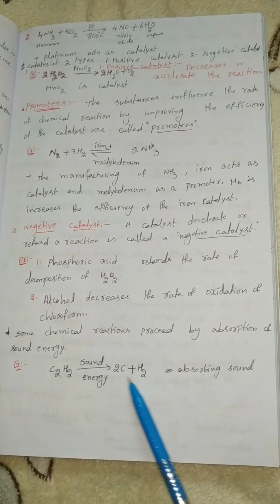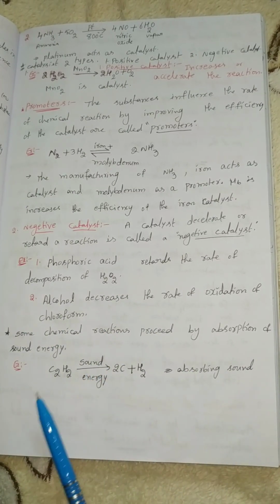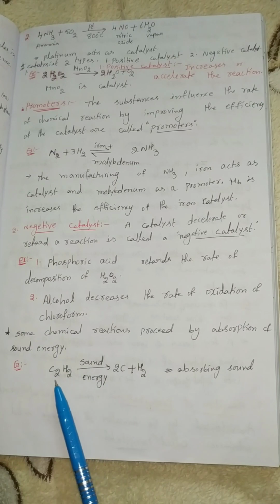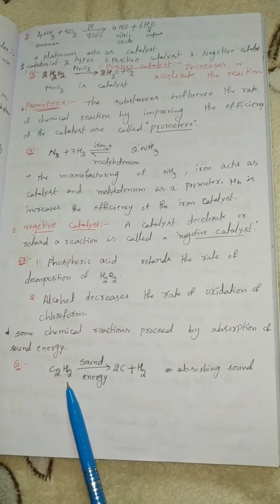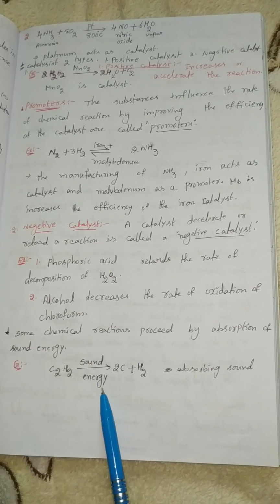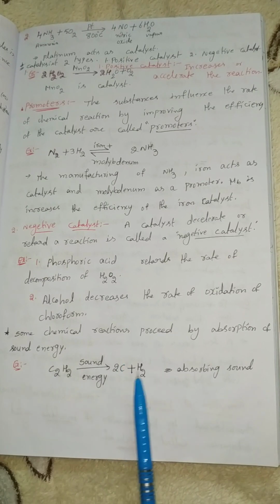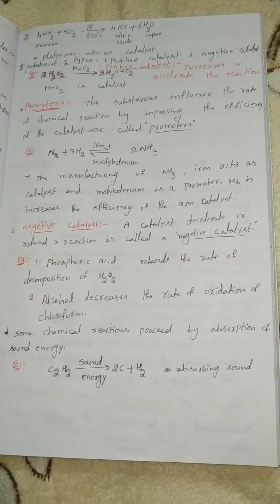Some chemical reactions proceed by absorption of sound energy. In this example, C2H2, acetylene, absorbs sound energy and forms carbon and hydrogen. This is the absorbing of sound.